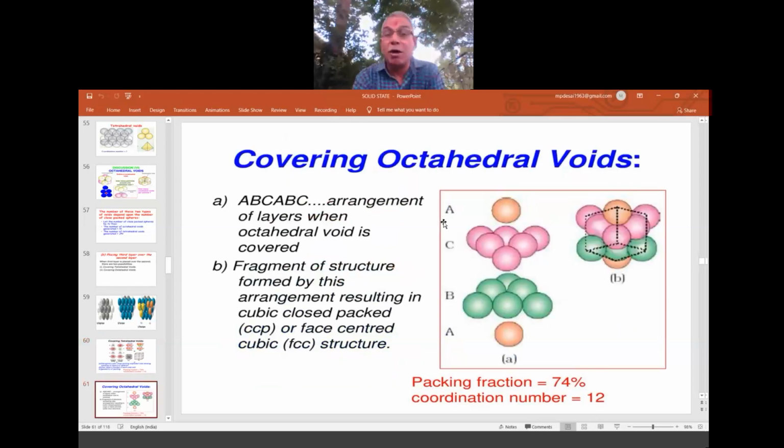Now if the octahedral voids are covered in such a way that it is ABC packing, ABC, ABC, ABC packing, then again it is FCC only. So whether it is covering the octahedral or covering the tetrahedral voids in ABC type, that time the packing is called what? FCC or CCP.